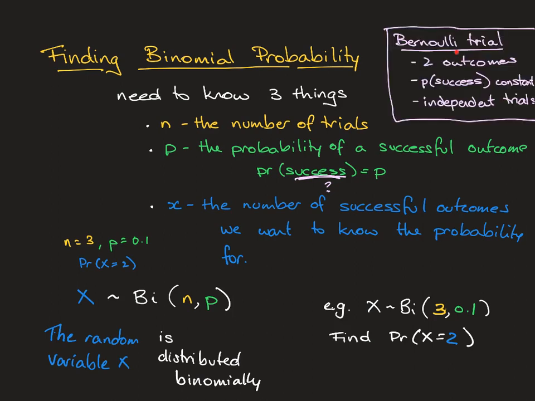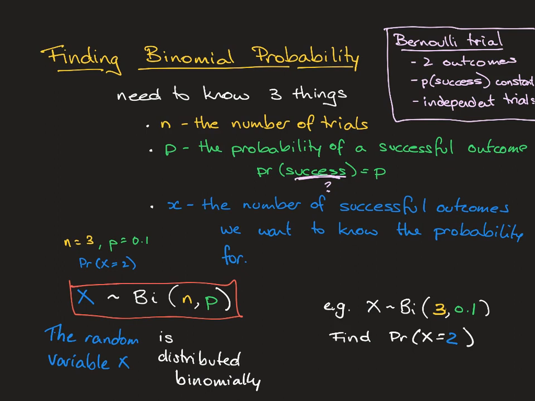So our conditions for our Bernoulli trial are that there are 2 outcomes, the probability of success is constant, and that we have independent trials. If we have that situation, then we can say that the random variable x is distributed binomially, and normally we'll put some numbers here where n is and p is, and this is the definition often that we'll use to say that we're using binomial distribution.